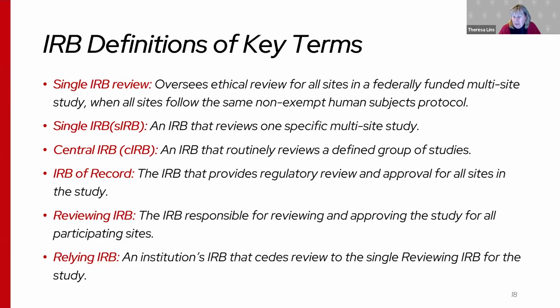The IRB of record is the IRB that is reviewing the study for all sites. The reviewing IRB is reviewing the study for all sites, and this is a SMART IRB term of choice, along with the relying IRB. The relying IRB is each of the site's IRBs that has ceded review to a single IRB, again from the SMART IRB.